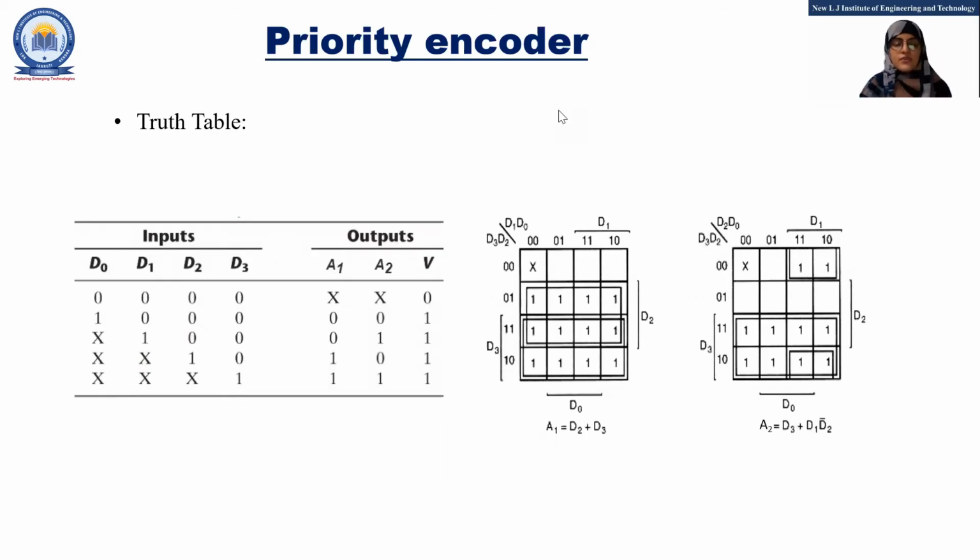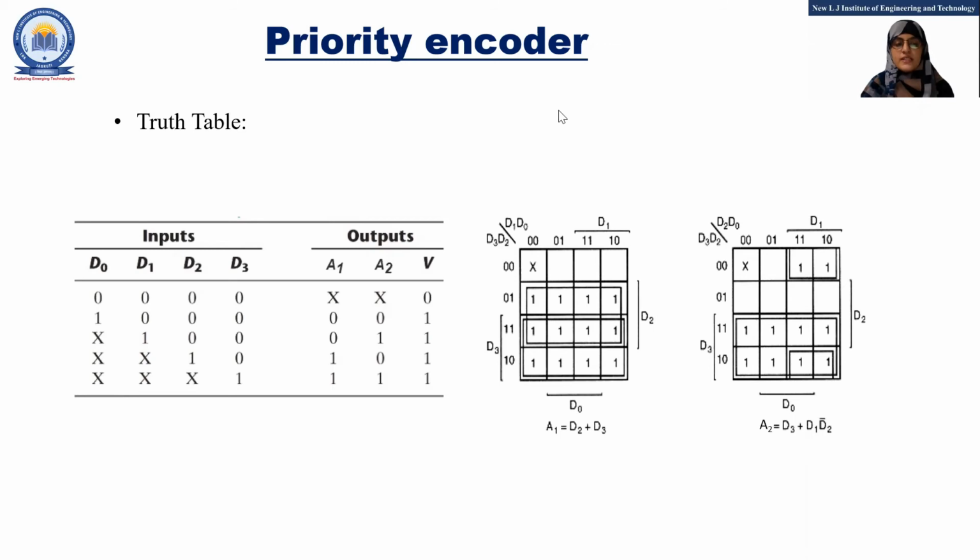So here is the truth table of the priority encoder. It will take inputs D3, D2, D1 and D0. Here input D3 is MSB and D0 is LSB. So priority will be given to D3. For the combination 0, 0, 0, 0, valid bit is 0 because there is no active input. So the outputs A1 and A0 will be don't care.